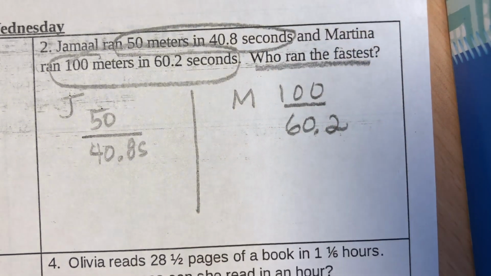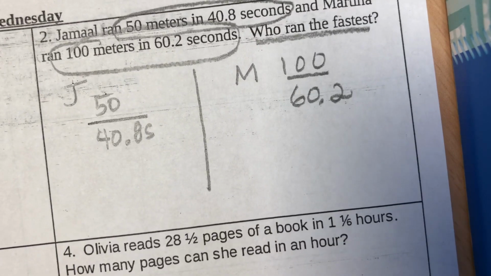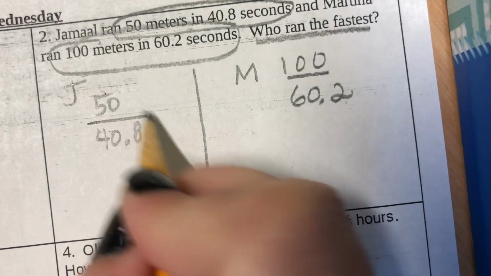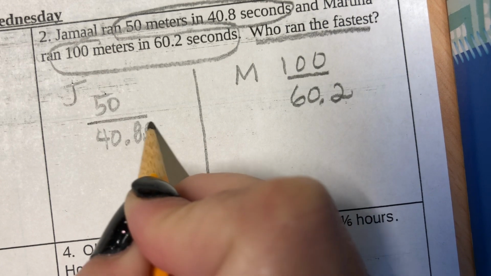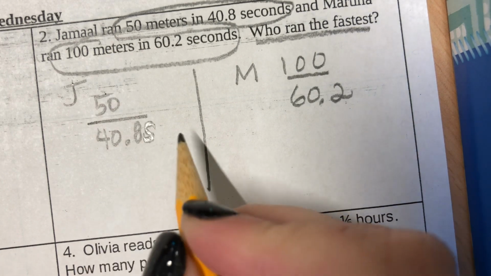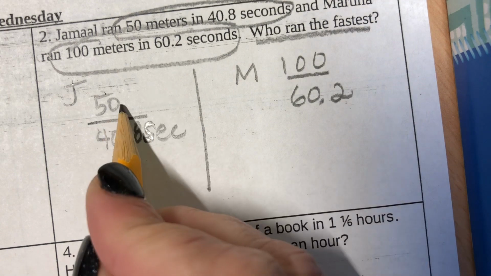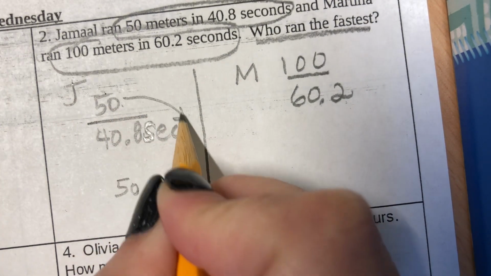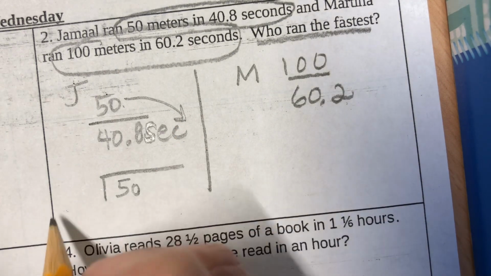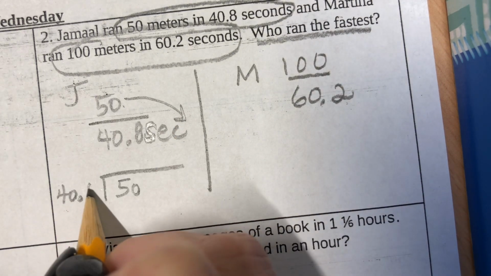Now, when I find the unit rate, that's going to tell me who actually ran faster. So in order to do this, I have to divide. And I have to be careful there because that looks like a 5, but it's really seconds. 50 is on top, so 50 is going to go on the inside of the house, because remember, whatever's on top goes inside the house. So I'm dividing 40.8 into 50.